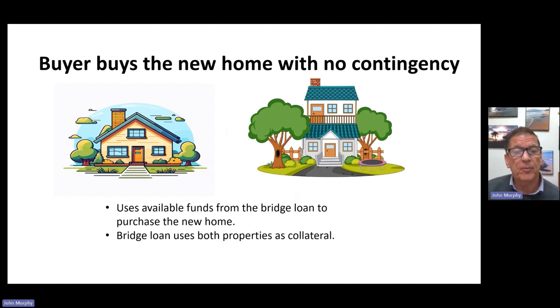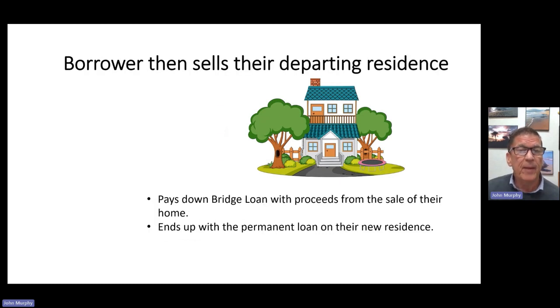So the buyer buys a new home, as I said, with no contingency. They use available funds from the bridge loan to purchase the home. And understand this, the bridge loan uses both properties as collateral. So the lender collateralizes both properties. Then what happens is the borrower sells their departing residence after they complete the purchase of the new one. The funds from the sale pay down the bridge loan. They end up with a permanent loan on the new residence that is a smaller amount with a payment that gets readjusted to the smaller amount, and into the home of their dreams with the payment that they want.